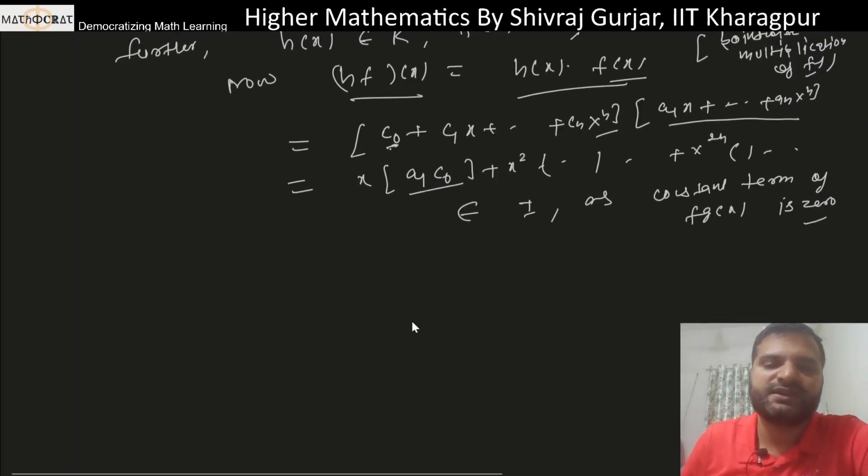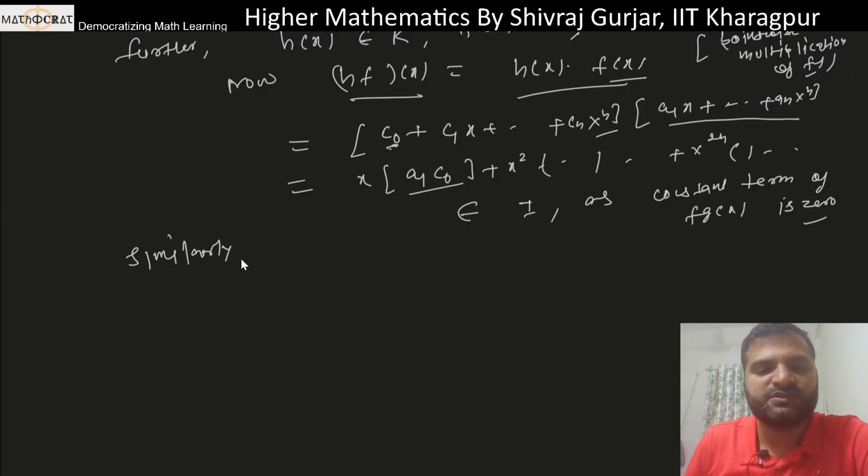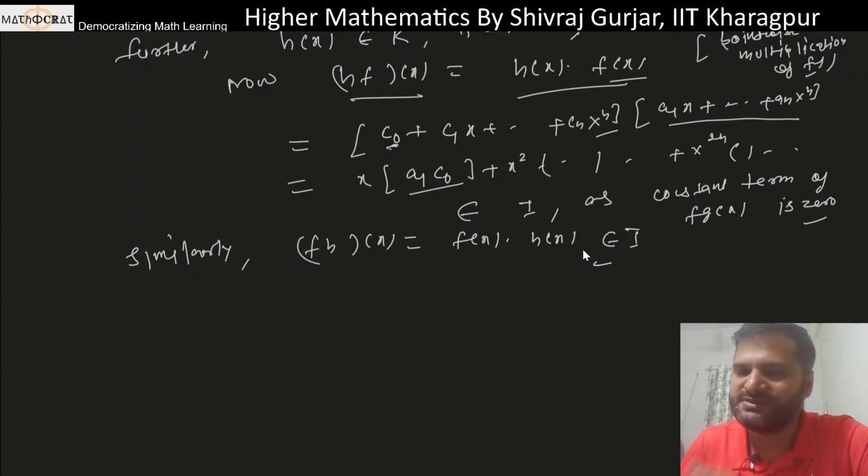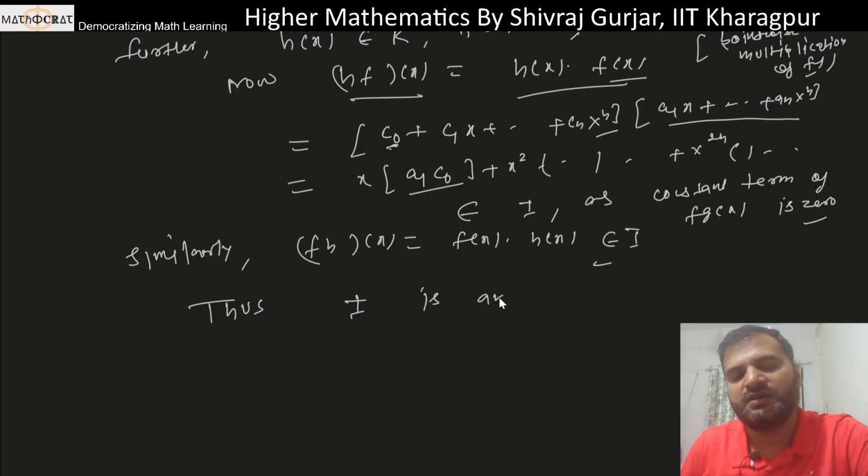Similarly we can show that f h(x), that will be f(x) dot h(x), point-wise multiplication, will also be in I. Similar concept. Thus I is an ideal of the ring (R, plus, dot) that we have defined.